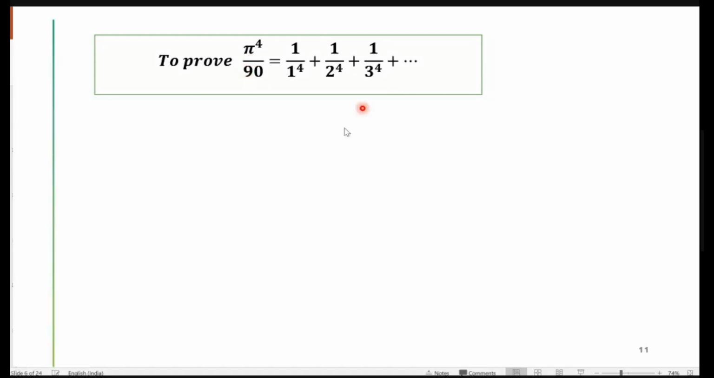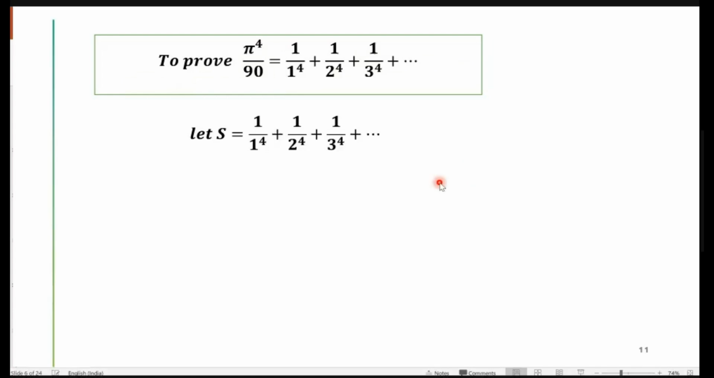So what we will do is, we will assume that let S be equal to this term. Whatever series we have to prove, let S be equal to the right hand side of that series. So let S be equal to 1 upon 1 raised to 4, 1 upon 2 raised to 4 and 1 upon 3 raised to 4 plus etc. Now, we know what is 1 upon 1 raised to 4 plus 1 upon 3 raised to 4 plus etc. from the previous.